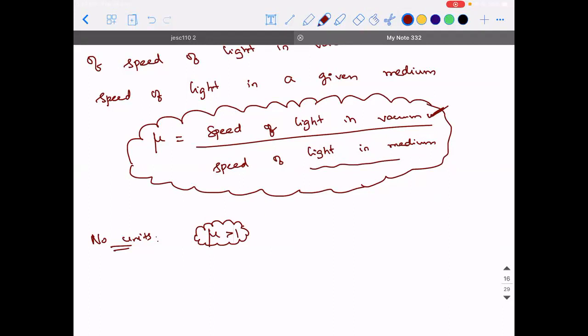Sir, can you repeat the reason why it is greater than 1? Because the speed of light in vacuum is how much? It is 3 into 10 power 8 divided by the speed of light in any other medium, which is always less than 3 into 10 power 8. So if the numerator is greater than the denominator, the ratio is always greater than 1. Am I clear? Yes, sir, I got it. Please make a note of that point.